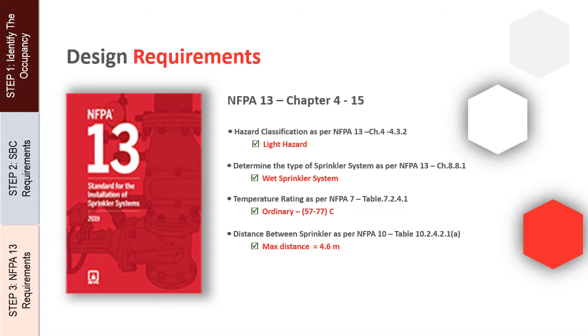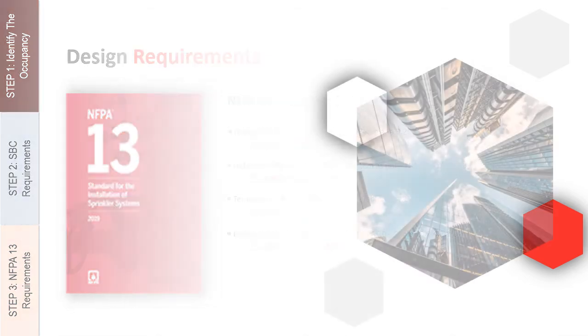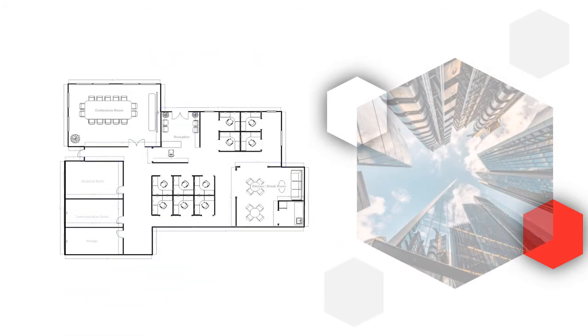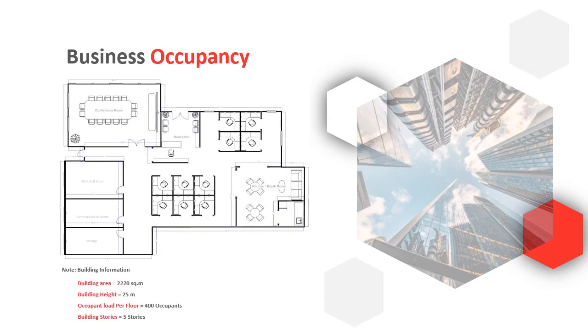Therefore, the design criteria of the system, such as flow rate, pressure, and K factor, should be determined through NFPA 13 for a business occupancy. Once the design criteria are determined, the sprinkler system can be installed throughout the building as per the requirements of NFPA 13.